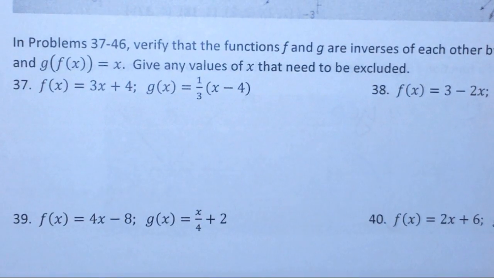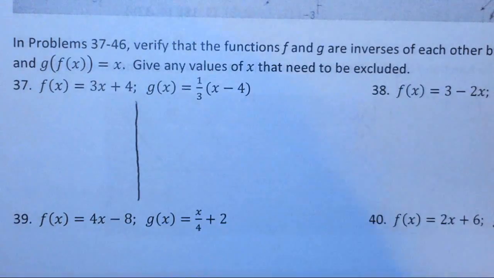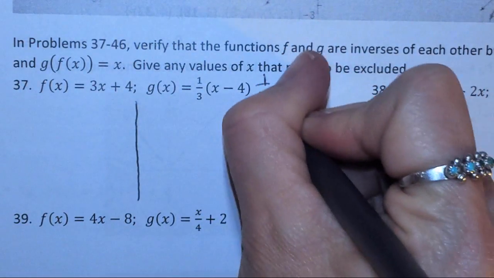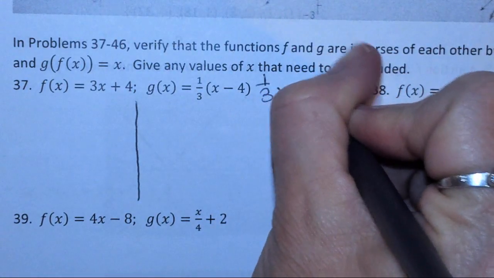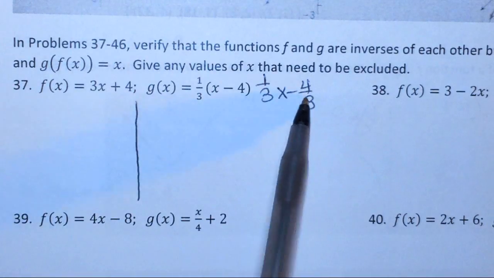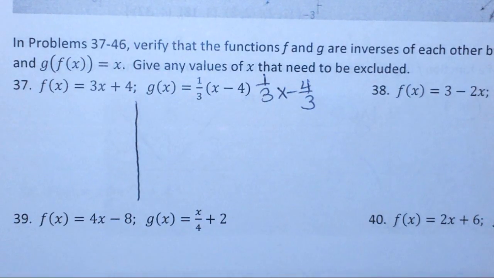On 37, on this section, they want you to prove that they're inverses of each other. So before I start this problem, I'm going to distribute the 1/3. I have 1/3 x minus 4/3. And just like we did in our examples, I'm going to plug g into f and f into g, and they're both supposed to give me x.